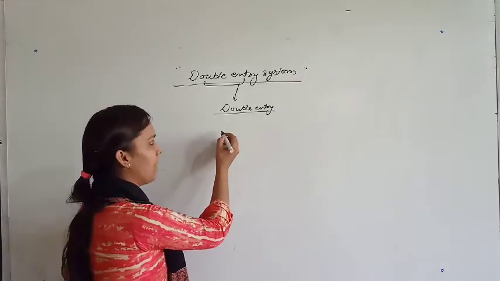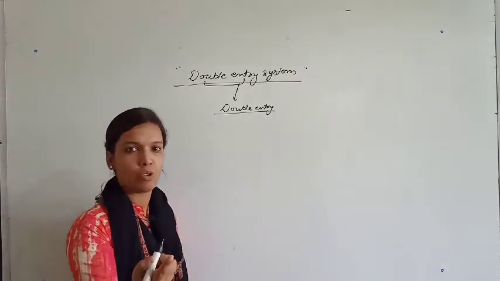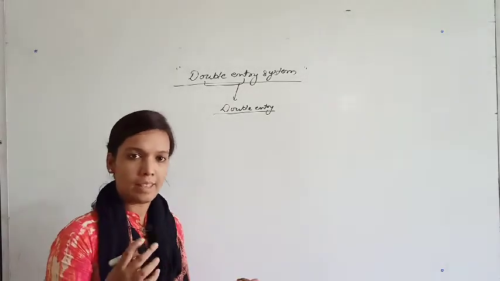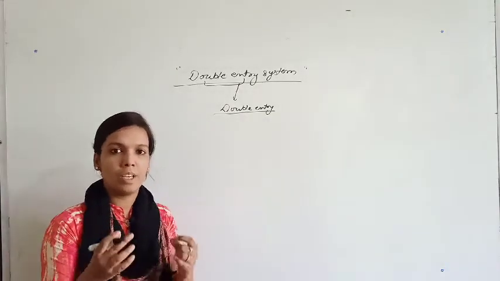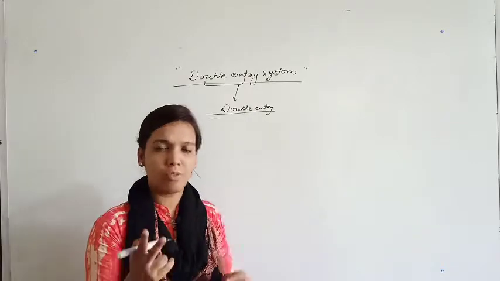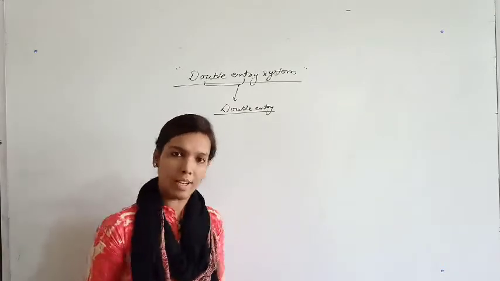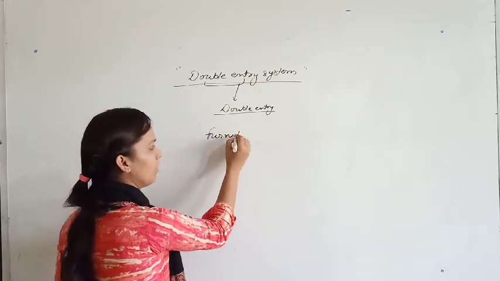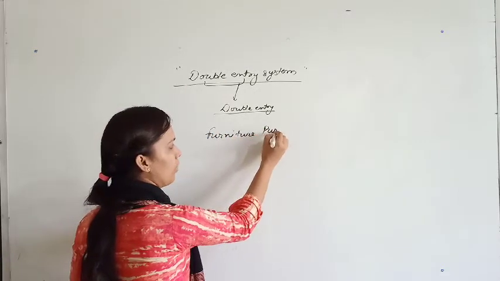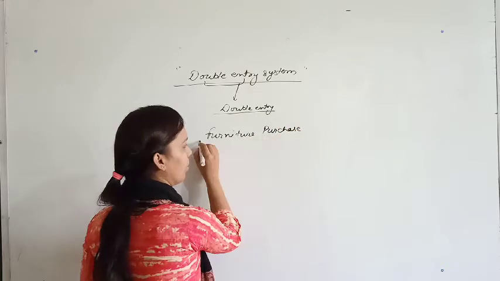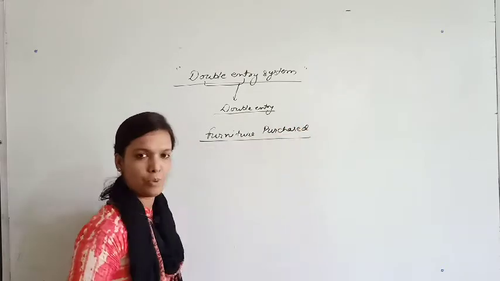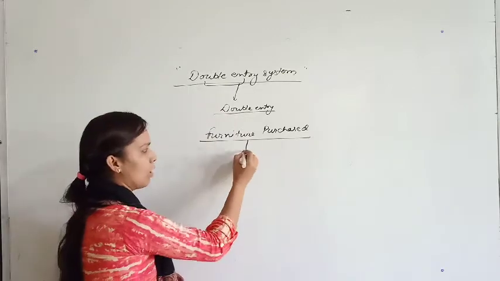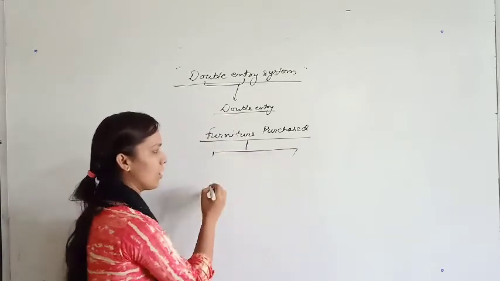Let's take an example. As I already told you in the accounting equation, whenever we are doing any journal entry, we have to post the transaction to two accounts. One is for debit and one is for credit. Suppose that you are going to purchase furniture. What are the two accounts that will be affected by this transaction?